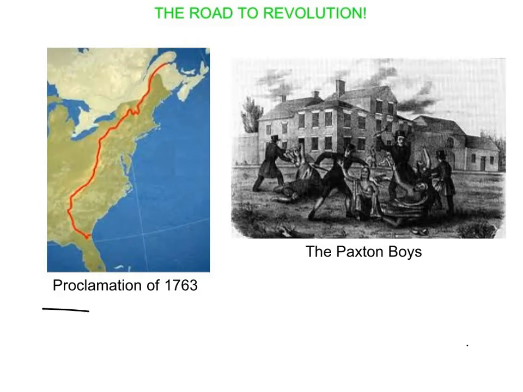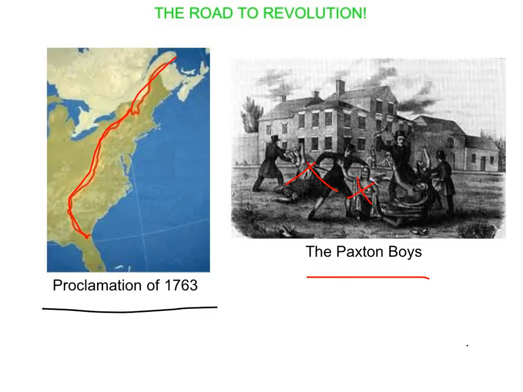The Proclamation of 1763 was issued by King Henry. This angered the colonists because it prohibited them from expanding west of the Appalachian Mountains because it was considered Indian territory. Colonists, like the Paxton Boys, rebelled. They killed 20 Indians because of their dissatisfaction of the frontier.